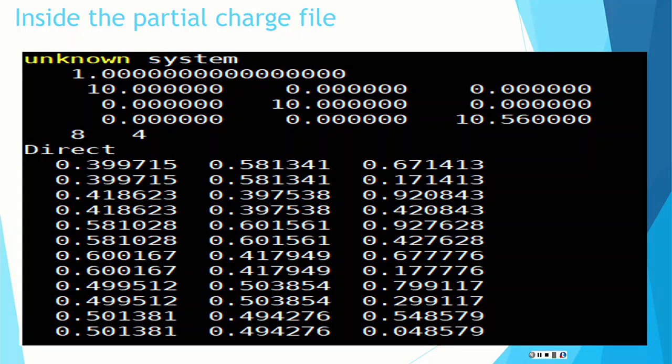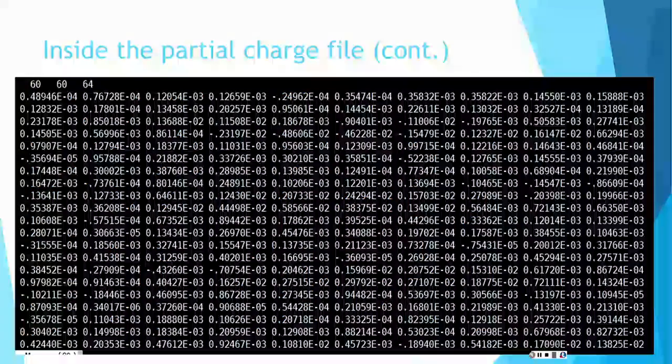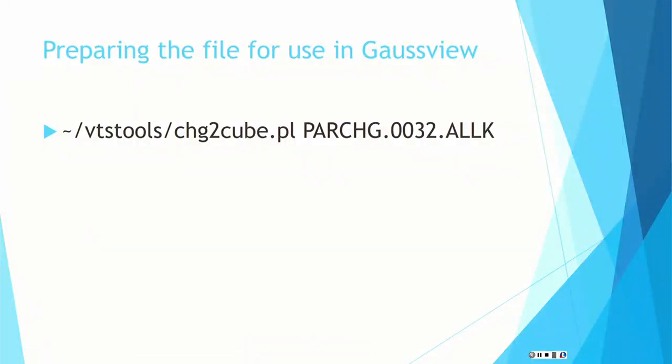Here we just have the coordinate system and whatnot. Just further down the partial charge file, I didn't give myself a whole lot of context for this, so I don't actually remember what that was. It's just a lot of meaningless numbers at this point. But in order to get the partial charge set up for use in Gausview, we do need to convert the original file that I showed into a cube file.